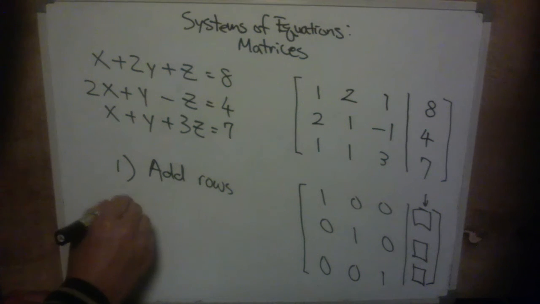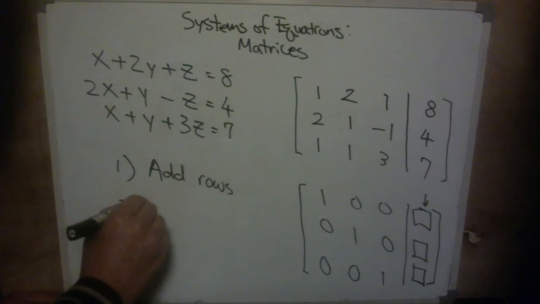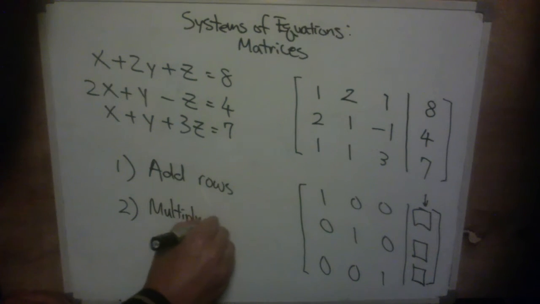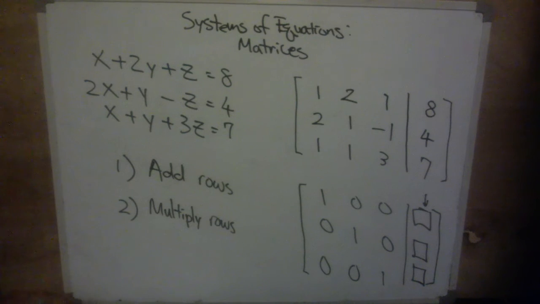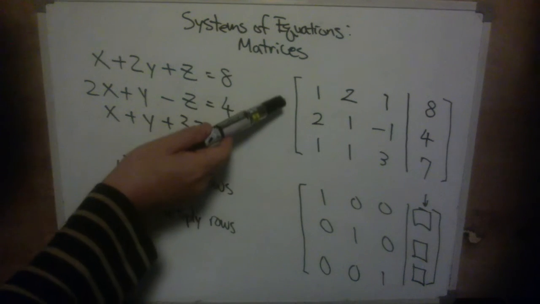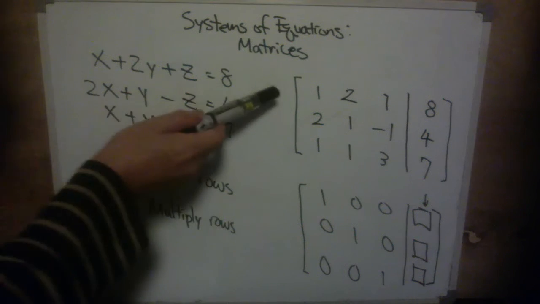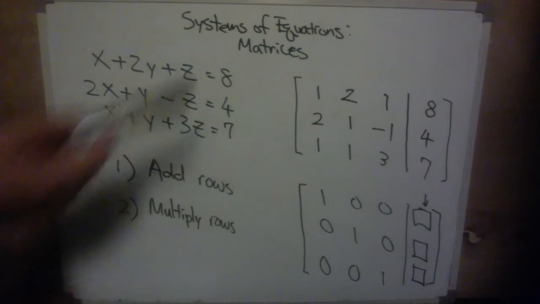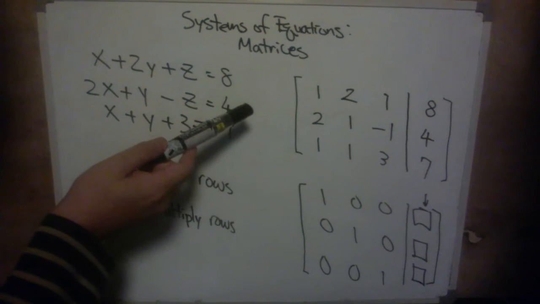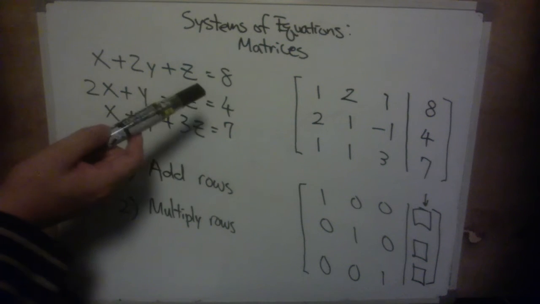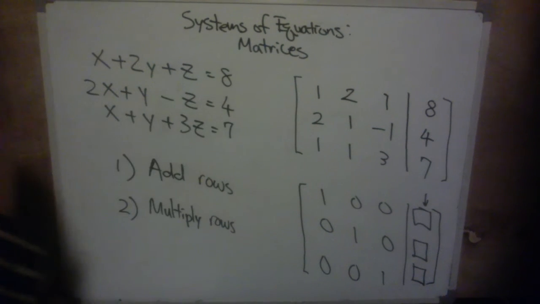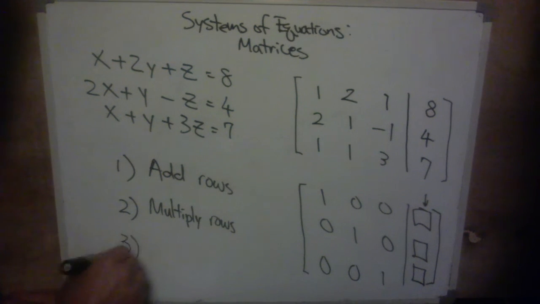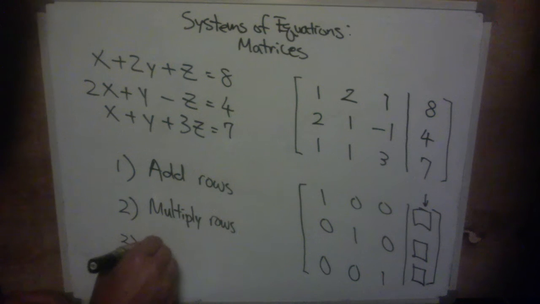Number 2, you can multiply rows. You can take any row, for example row 1, and multiply it by 2, or even by -3. You can multiply it by a positive number, a negative number, or even a fraction. So you can multiply rows. And number 3, you can swap rows.